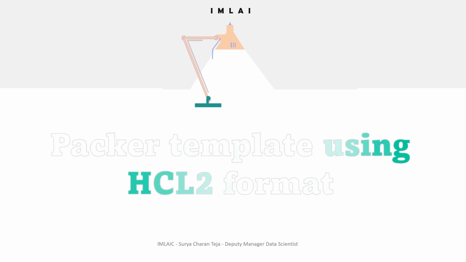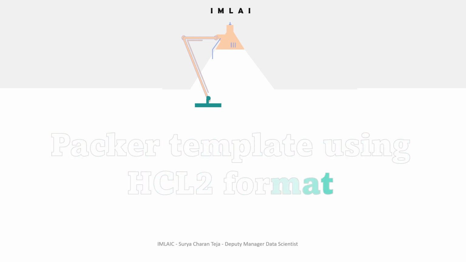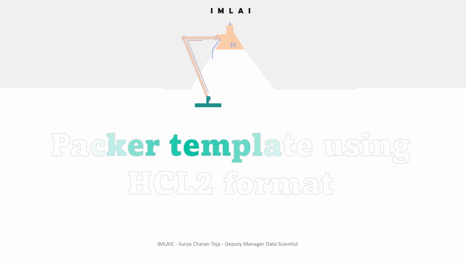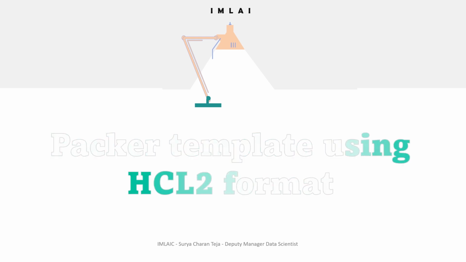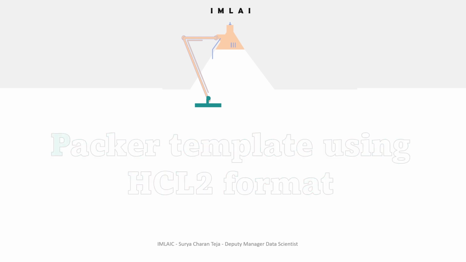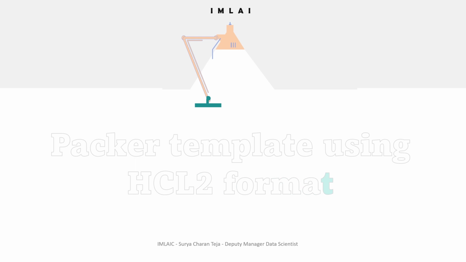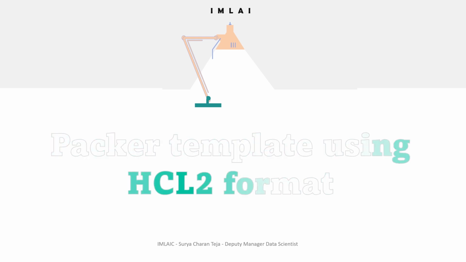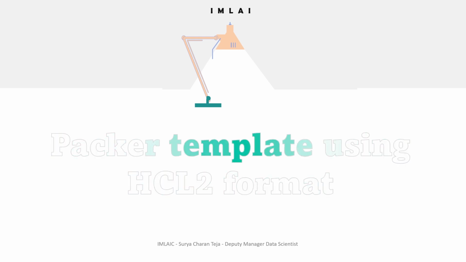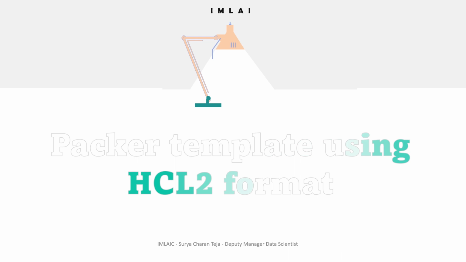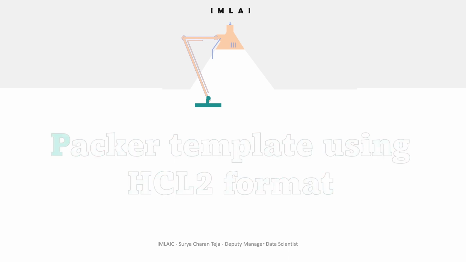We have seen the theoretical concepts of writing the Packer templates using JSON format, and then we have done the practical demonstration of creating an Amazon Web Services image, AMI, using again a Packer template in JSON format. So now we are going to look into Packer templates using HCL, basically HCL format, and we will see the theoretical concepts first, and then we will jump into the demonstrations.